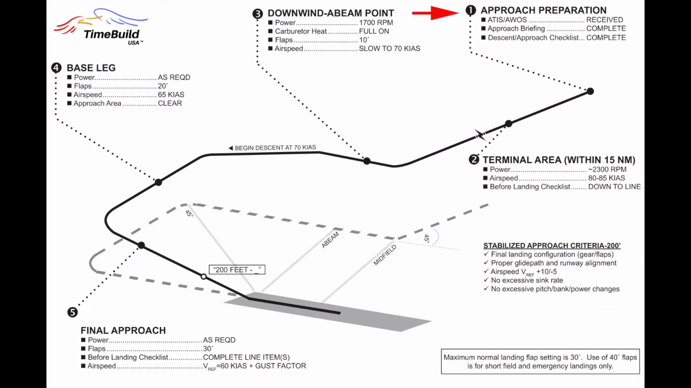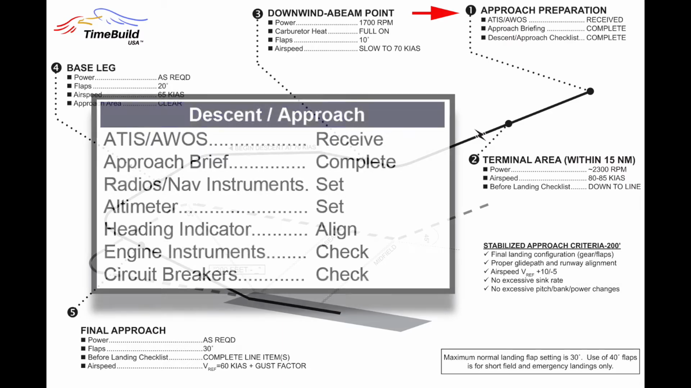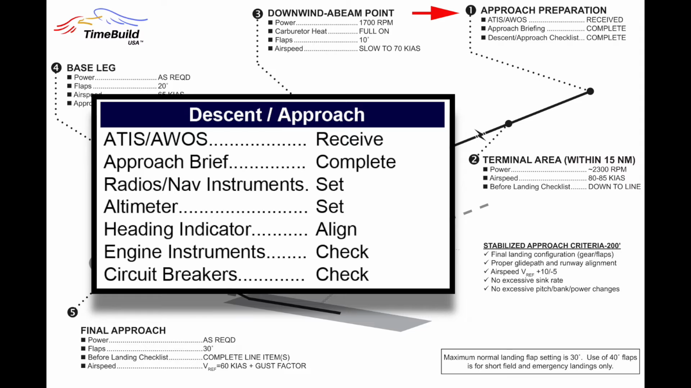The approach preparation begins once the airport information has been received and the pilot has determined the runway to be expected. The pilot should review the weather, arrival procedure, and how the traffic pattern is to be entered. Any hazards should also be carefully considered, such as nearby obstructions and NOTAMs. The descent approach checklist should be initiated early enough to ensure it is completed in full at least 15 miles from the destination.